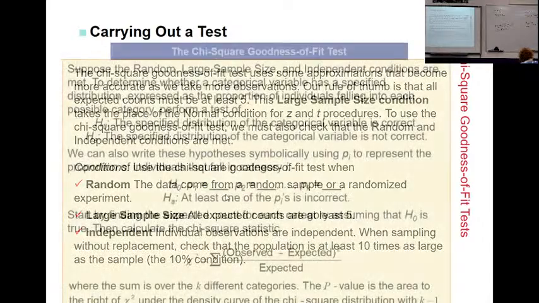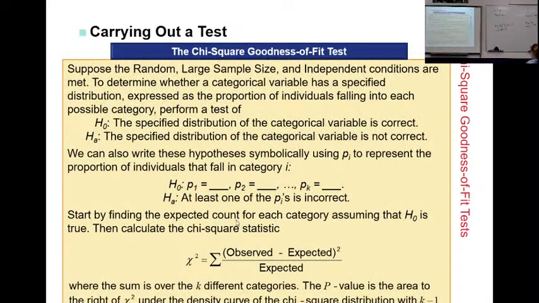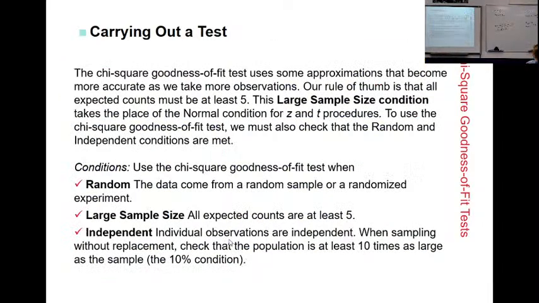Actually, let's back up and go here. Random sample or randomized experiment. Independent. Either the observations are independent or a 10% condition. And then this is my other condition, which is the large sample size condition, that we're using a large enough sample size.